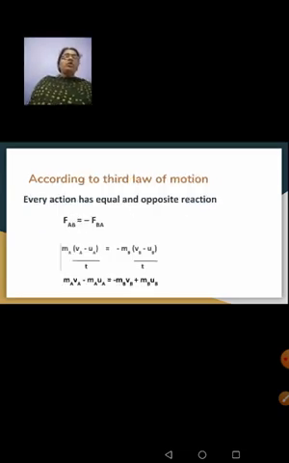Now the third law of motion states that every action has an equal and opposite reaction. When object A is exerting a force on B, B will also exert a force on A in the opposite direction. So I will write FAB is equal to minus FBA. From the previous equations, FAB is MA into (VA minus UA) upon T, and for object B it is MB into (VB minus UB) upon T. We have a minus sign here because, according to the third law of motion, every action has an equal and opposite reaction.